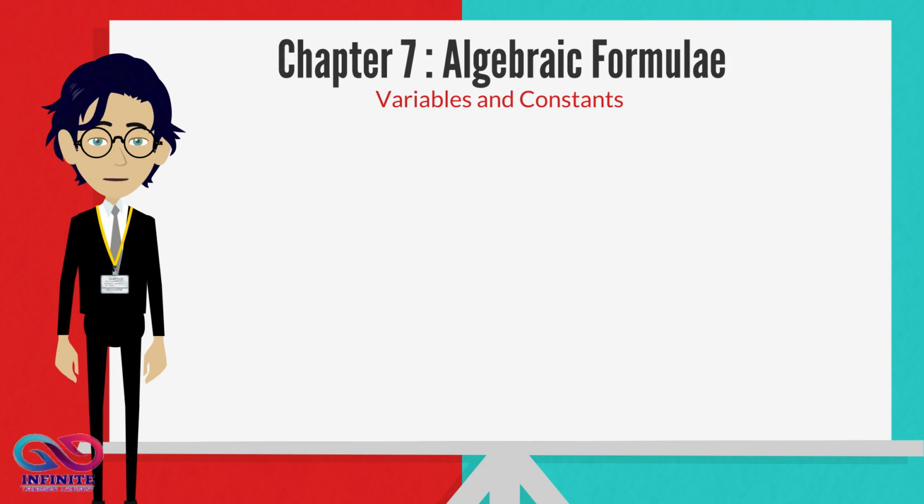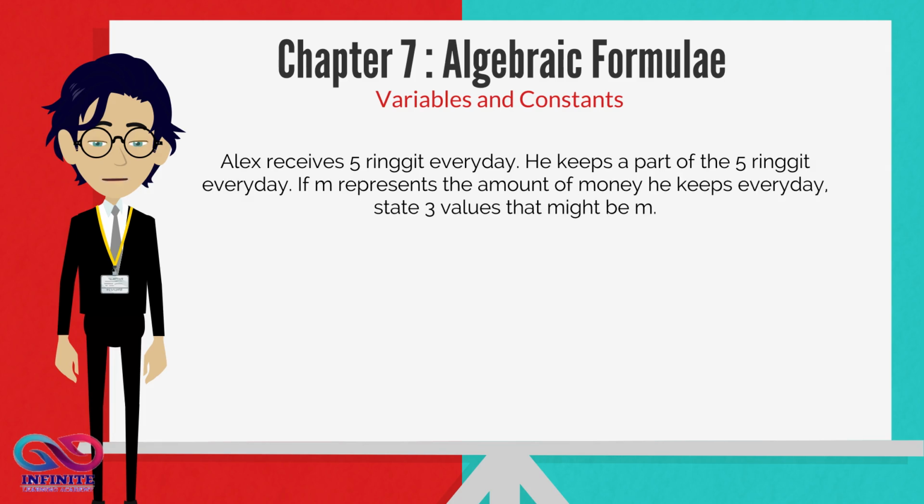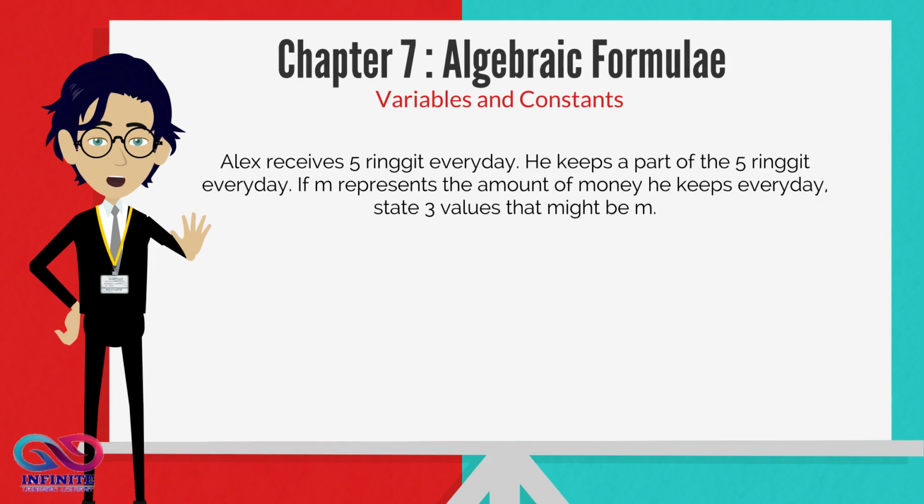The question is: Alex receives 5 ringgit every day. He keeps a part of the 5 ringgit every day. If M represents the amount of money he keeps every day, state 3 values that might be M. Pause the video if you need more time to solve this question.